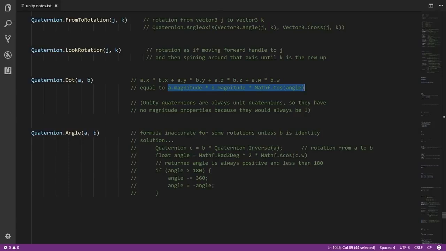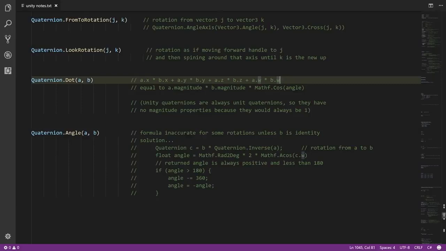And then we have the dot method, which of course computes the dot product. And the dot product on quaternions is defined just like with vector 2s and vector 3s. You're taking the corresponding elements of the two quaternions, multiplying them together, and then summing it all as one result. So we take the x and the x, multiply them together, the y and the y, multiply those together, z and z, w and w, and then sum that all together into one value.